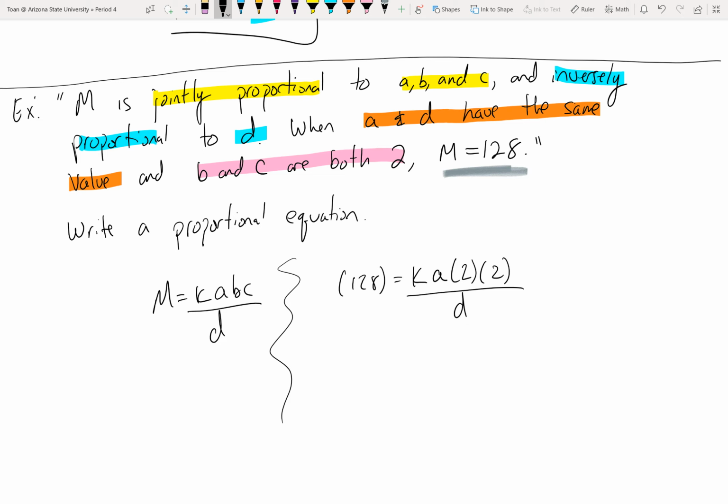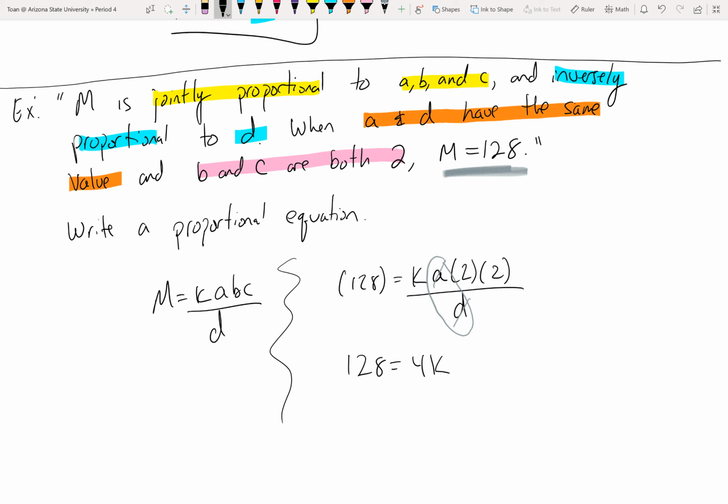But the information they did say is, hey, guess what, guys? A and D are the same number. Notice we have a number on top and the number on the bottom, A on top, D on the bottom. And if they are the same number, they cancel out. So I don't need to know what numbers they are. I just know that they cancel out. And then what is left over is a simple equation to solve for k.